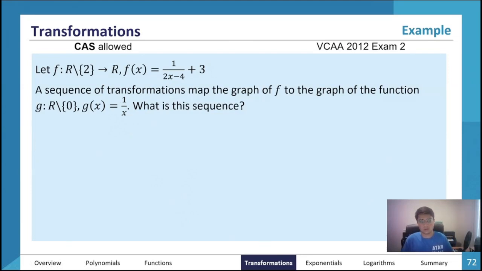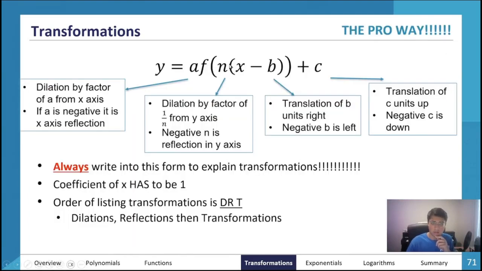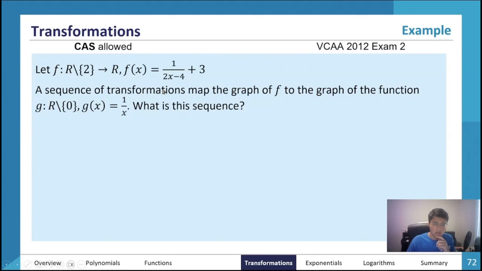First of all, what we could do is use the coordinate method, or we can use the replacement method. So first off, we have this 2 in front of our x here. Going back to here, if we have any number in front of our x, we're dilating by a factor of 1 over that number from the y-axis. In this case, we're going from 2x down to just x. So that would mean that we're dilating by a factor of 2 from the y-axis.